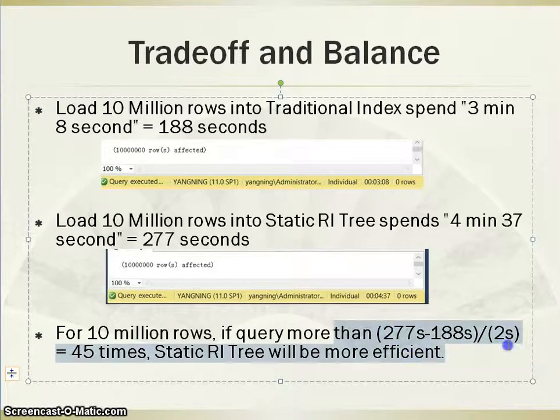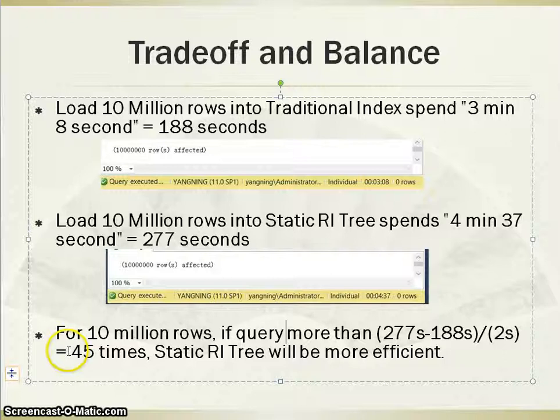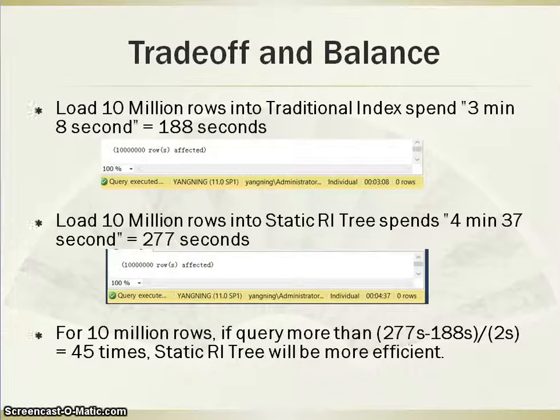So let's do some simple calculation. If we query more than 45 times, the static RI will be more efficient. 45 is not a big number. Many applications will run some query hundreds of times or thousands of times in one day. So in most implementations, the static RI will be a better solution.